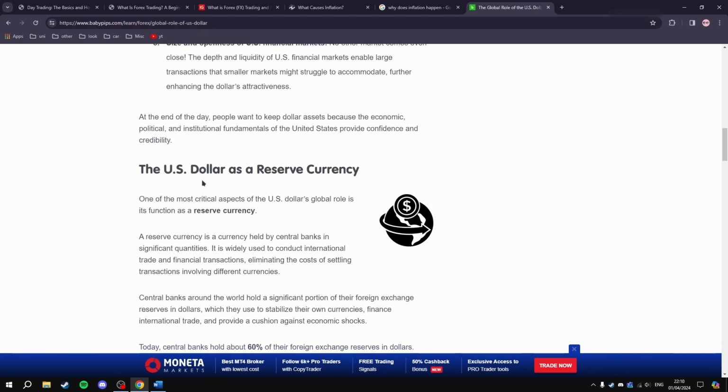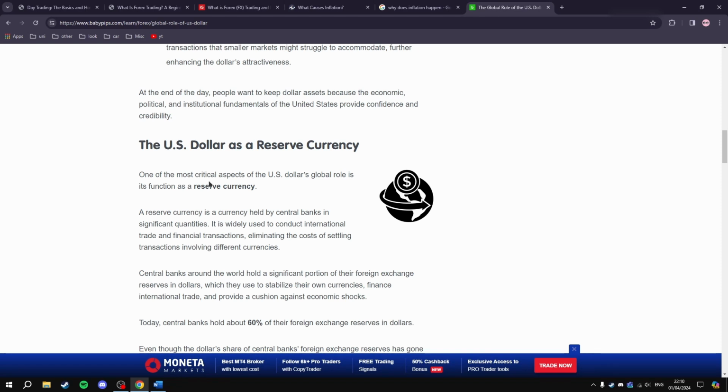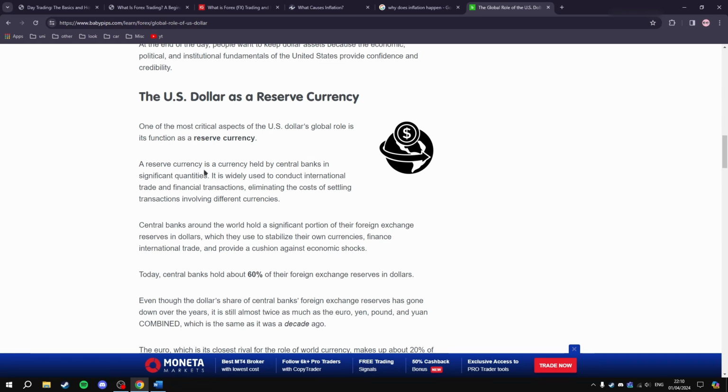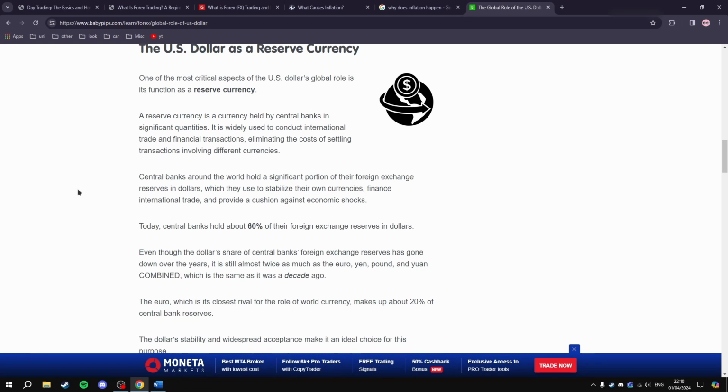The US dollar as a reserve currency. One of the most critical aspects of the US dollar's global role is its function as a reserve currency. A reserve currency is a currency held by the central banks in significant quantities.